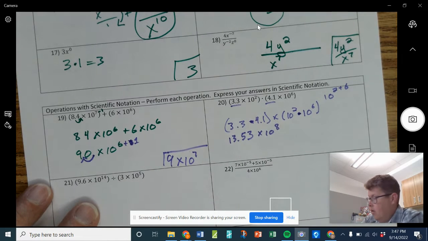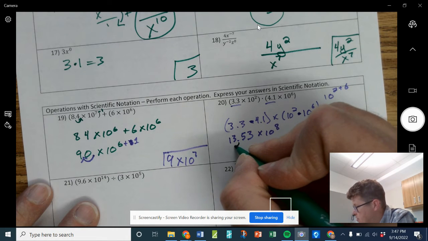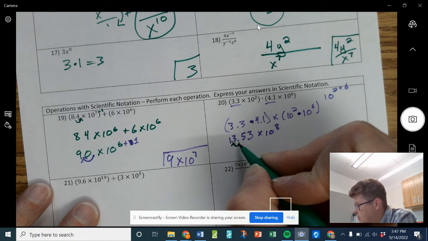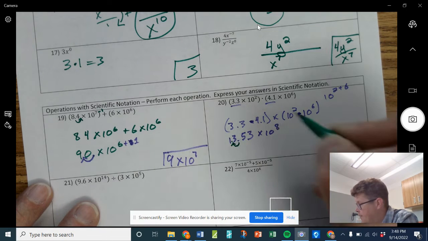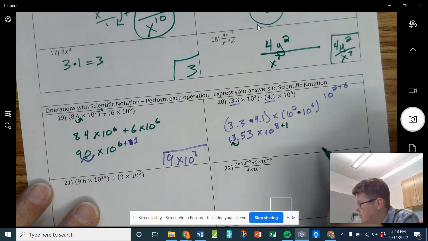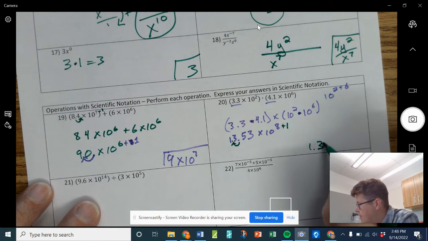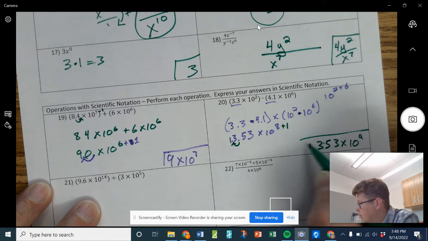Now, it's not in scientific notation until we move our decimal. Since we move to the left by 1, we add 1 right there, so that we end up getting 1.353 times 10 to the 9th.